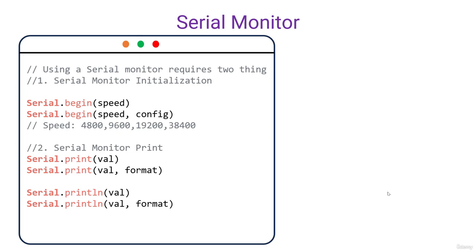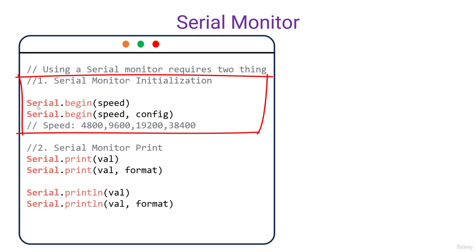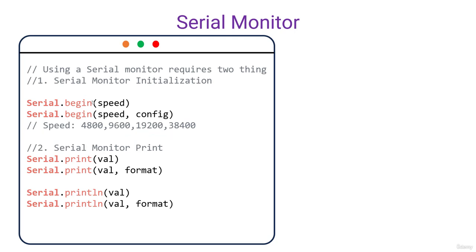When you want to use a serial monitor, you need to address two things. The first thing is you need to initialize the serial monitor. For that, the command is Serial.begin, and then within the bracket you need to specify the baud rate or the speed. The standard values of speed are 4800, 9600, 19200 or 38400, etc. Initialization of serial should be given in the void setup part. So this will initiate the serial communication.